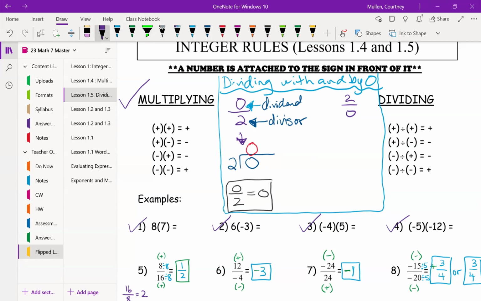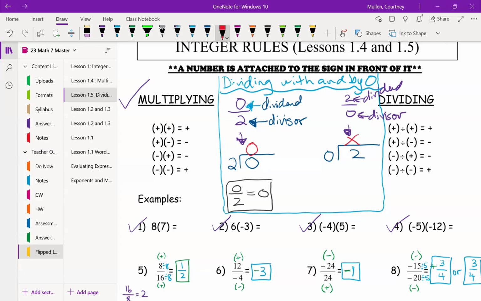However, if we take a look at the other expression, this time the 2 is the dividend and the 0 is the divisor. So when we set that up as a long division problem, we have the 0 outside and the 2 inside. So how many times does 0 go into 2? Or what times 0 gets you 2? Is it 1? No, 1 times 0 is 0. Is it 2? No, 2 times 0 is 0. Is it 0? No, 0 times 0 is 0. There's nothing. We can't put anything in the quotient that would make this statement work.